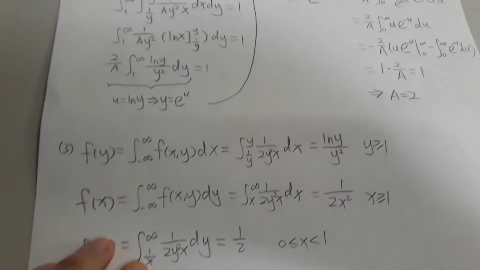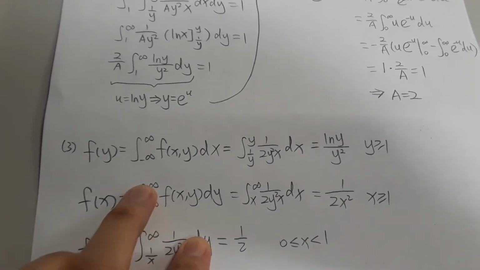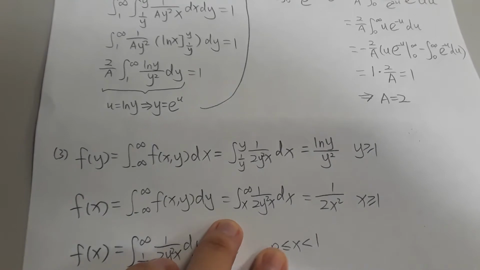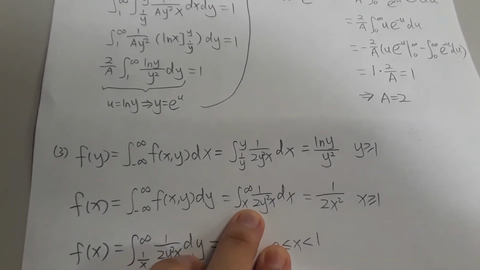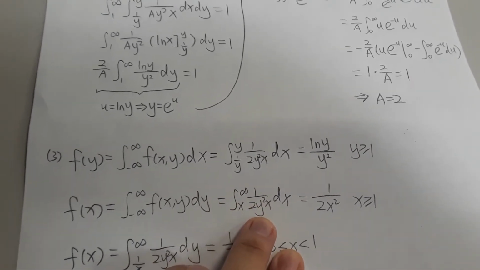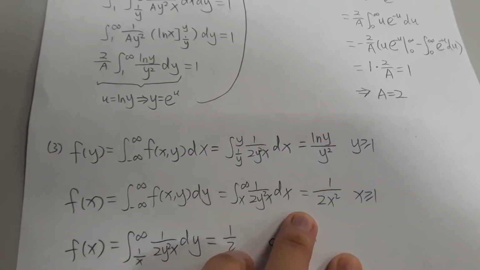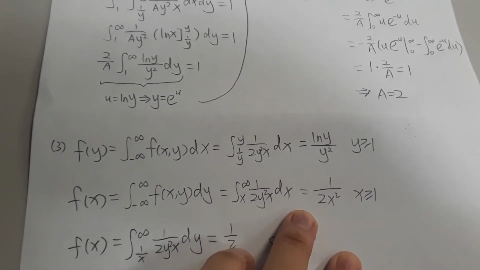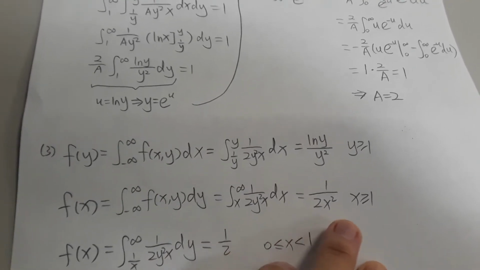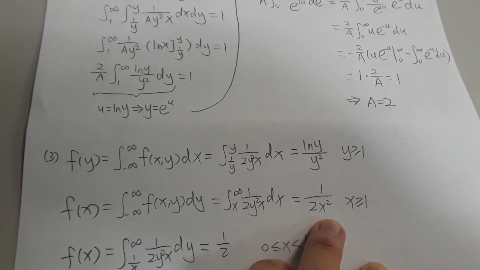Then the marginal function of x should be the integral from minus infinity to infinity of f(x,y) dy, and this should be the integral from x to infinity of 1 over (2 times y squared times x) dy, when x is larger than 1, and the answer should be 1 over 2 times x squared.